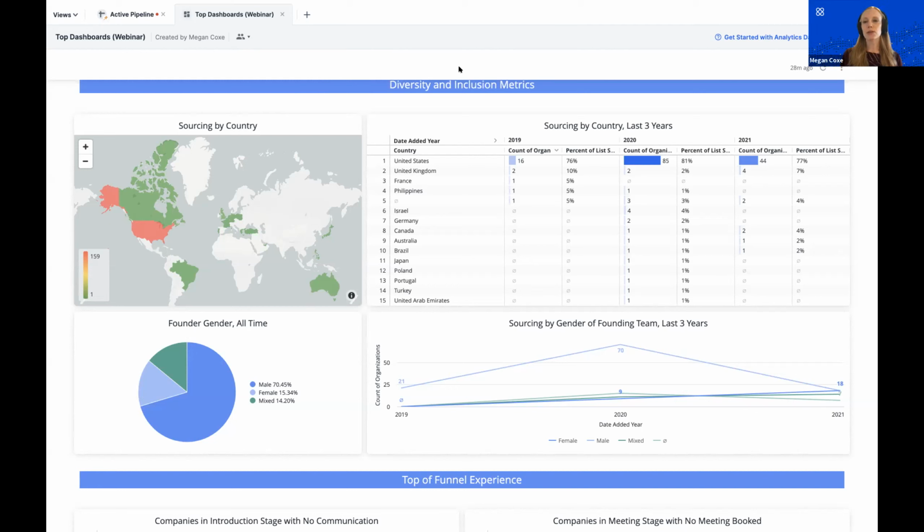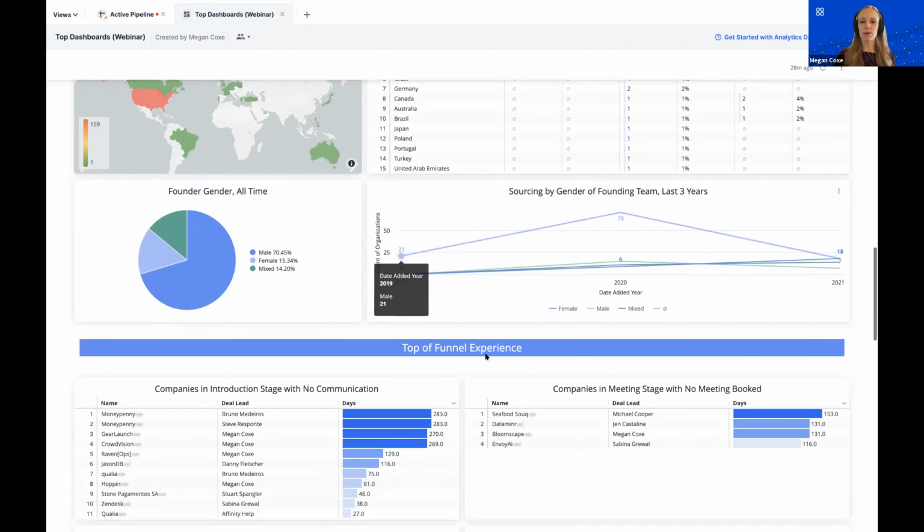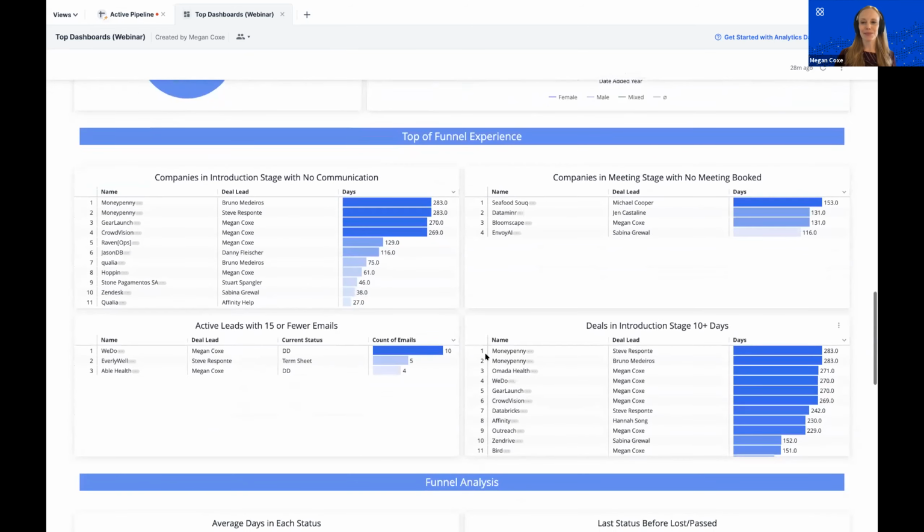Absolutely. And look, you're totally right. This information has always been important, but it's critical as private investors have had to differentiate and stand out for founding teams who now have more choice for funding than ever. So let's start with what I'm calling top of funnel experience here.